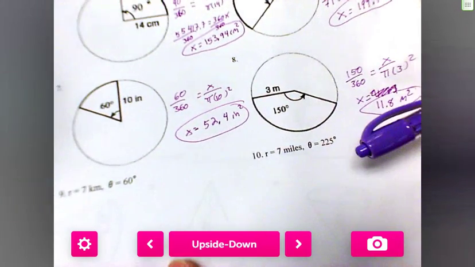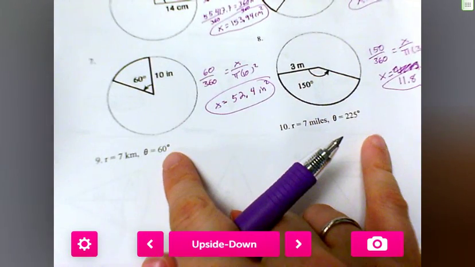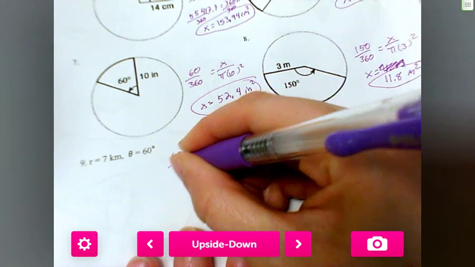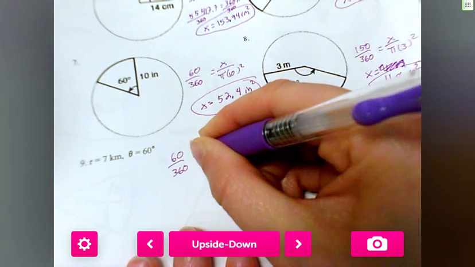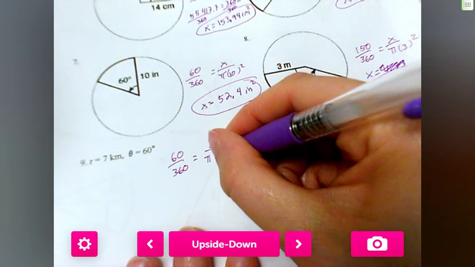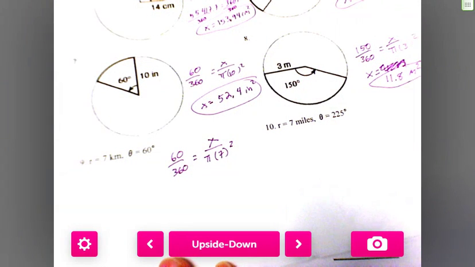Okay, so let me show you two without a picture. You're going to do it the same way. You're going to go 60 over 360 equals x over pi 7 squared. So we're going to just put that in our calculator.